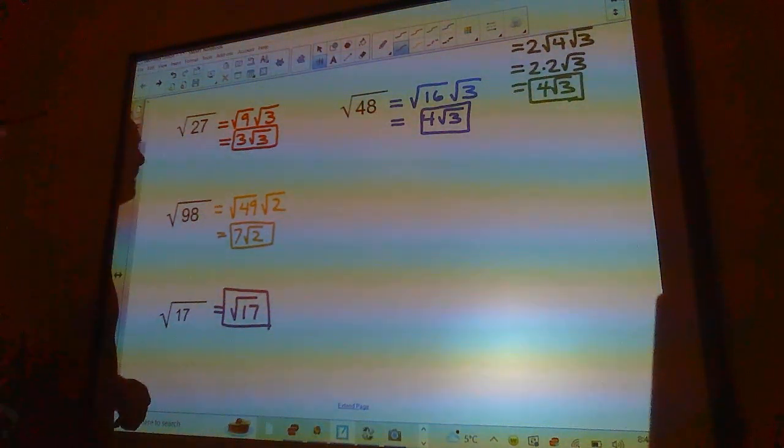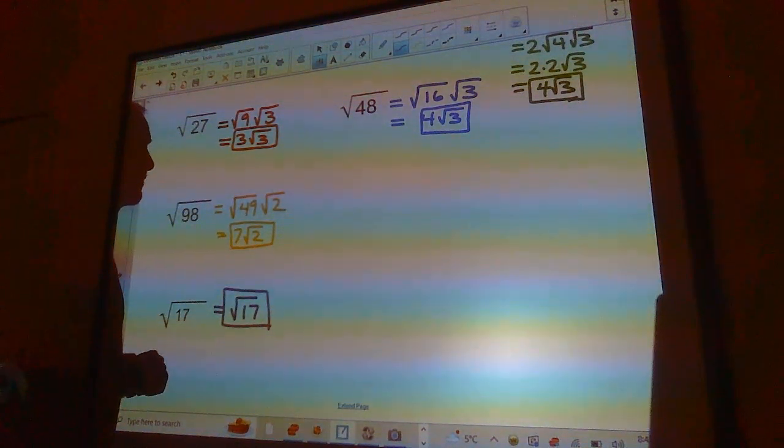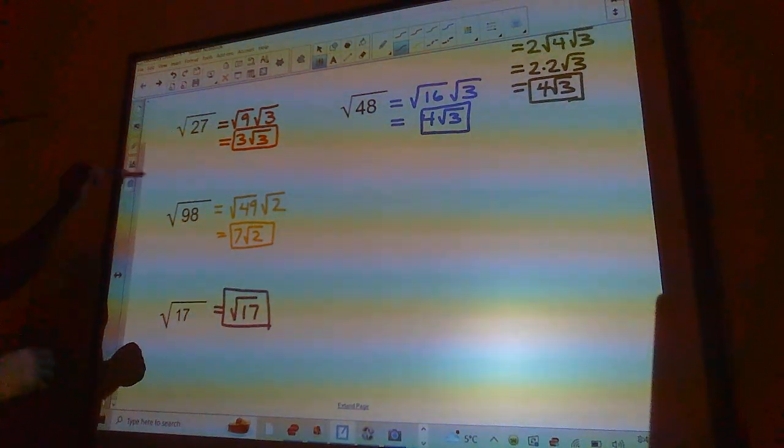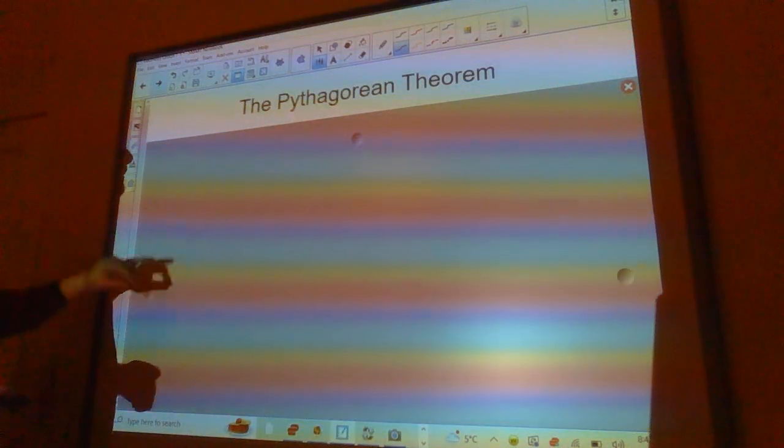Okay, so this is how you can simplify some square roots, and I have a little worksheet that I'll be giving you with a bunch of square roots for you to simplify. Now let's talk about the Pythagorean theorem.